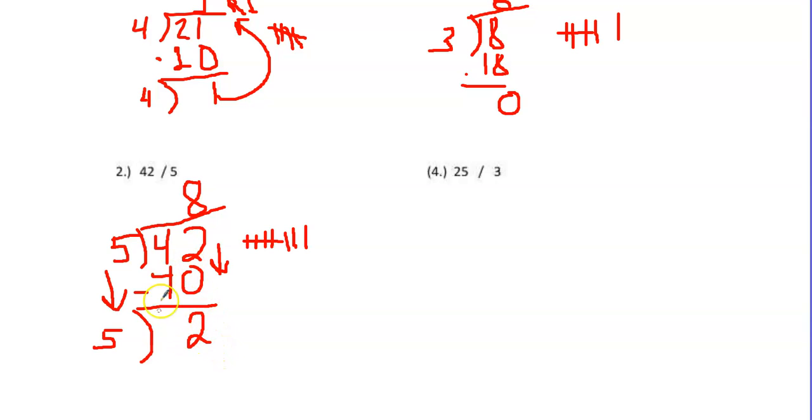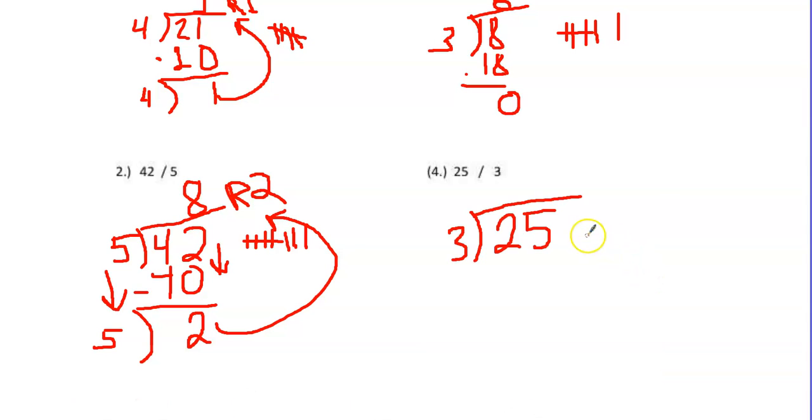And I ask myself, is this my remainder, or can I repeat? Can I divide 2 of something into 5 equal groups? The answer is no. So 2 is my remainder.